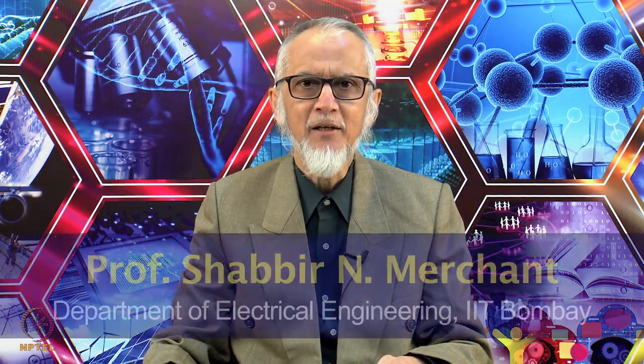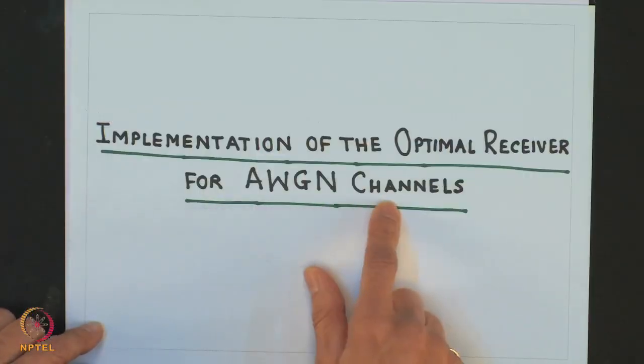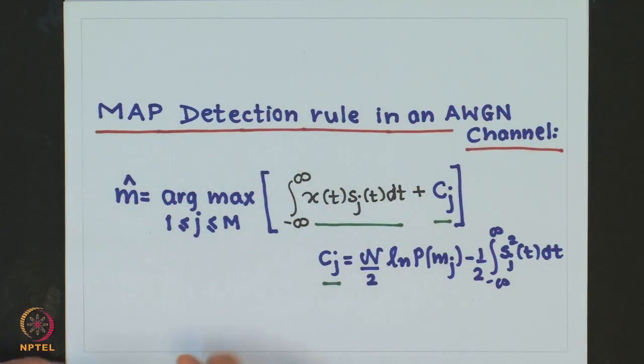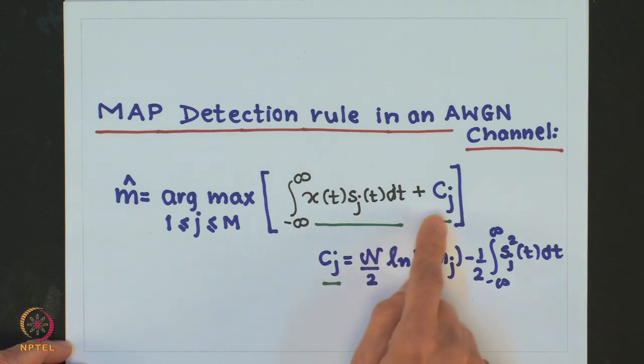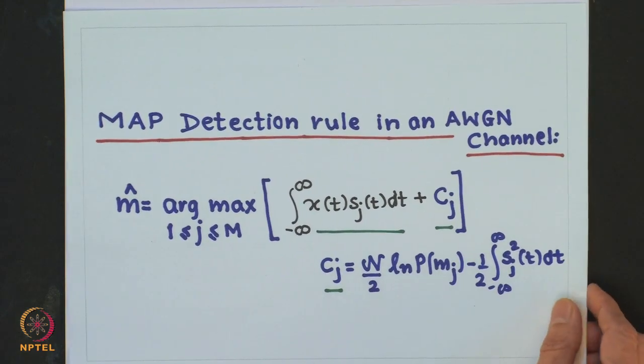The optimal receiver for an AWGN channel uses the MAP detection rule. Now we will look at the implementation of this optimal receiver for the AWGN channels. We have studied one form of MAP detection rule which is given here, where Cj is the bias term. Now this can be easily implemented as shown in this figure.